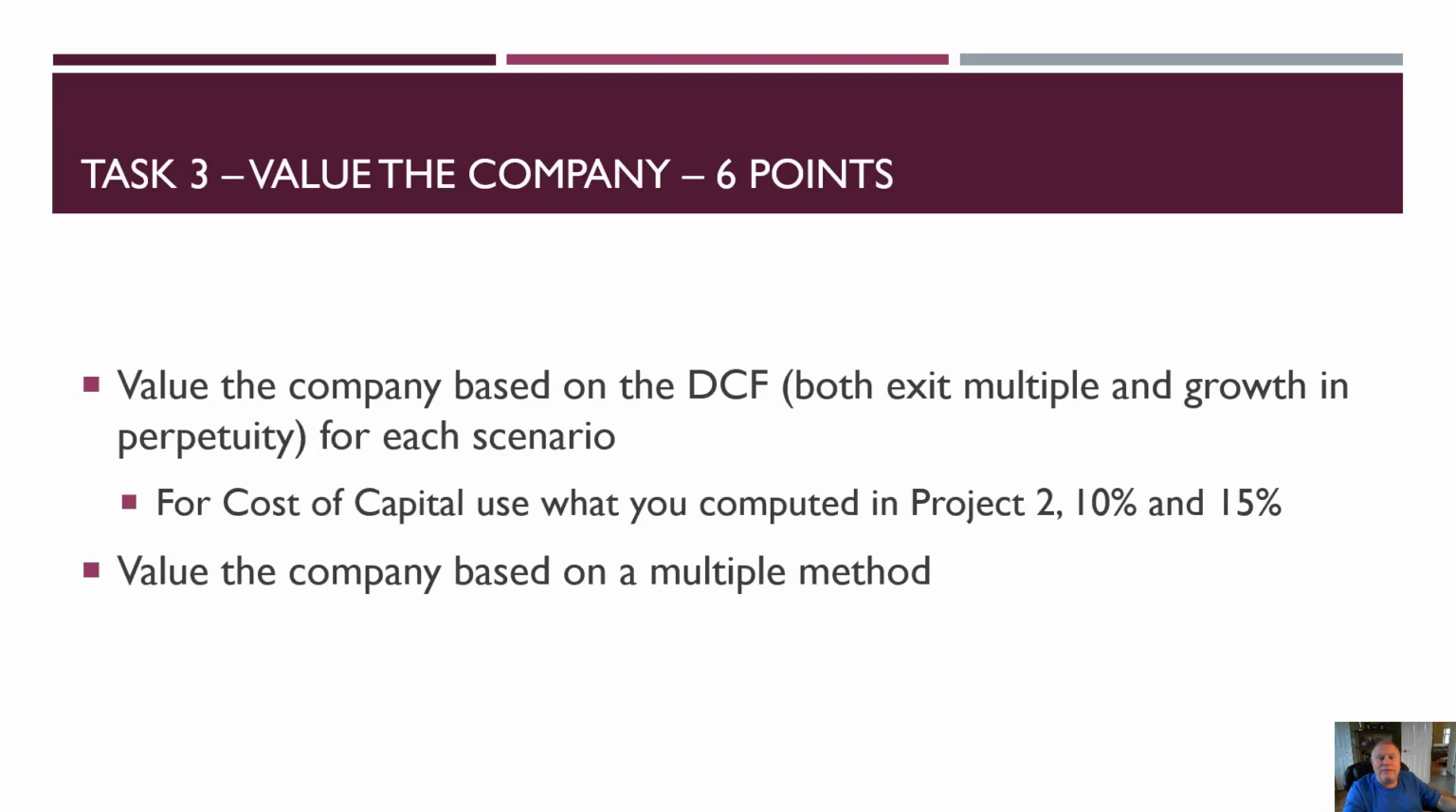Task 3, value the company. Use a discounted cash flow, both exit multiple and growth in perpetuity, for each scenario. For cost of capital, use what you computed in Project 2, 10 or 15%. It's up to you. Then value the company based on the multiple method.